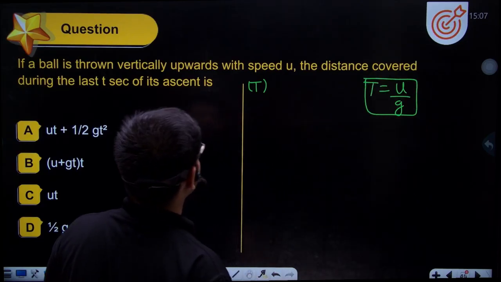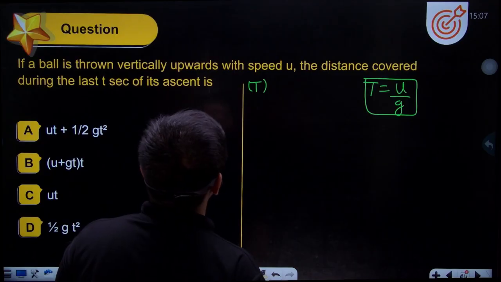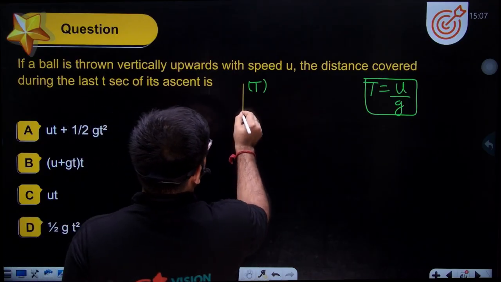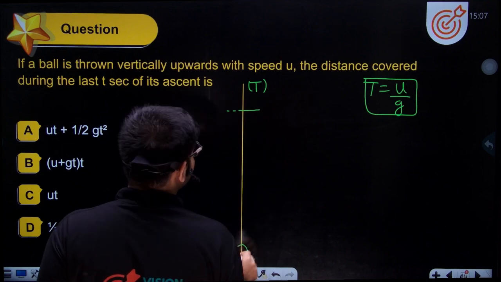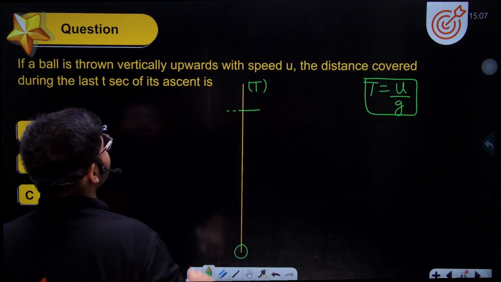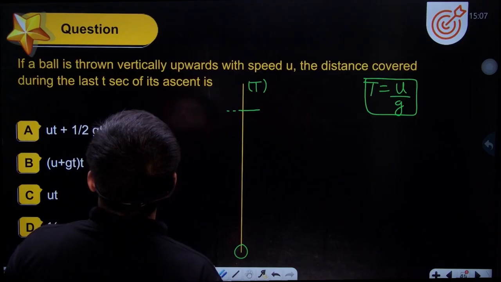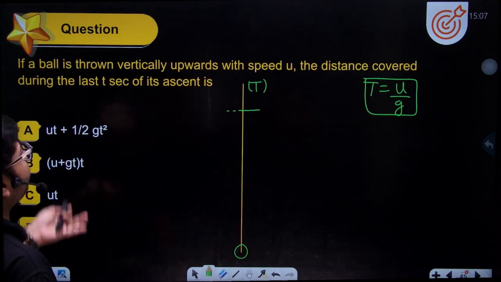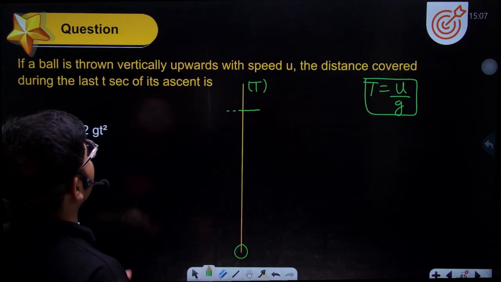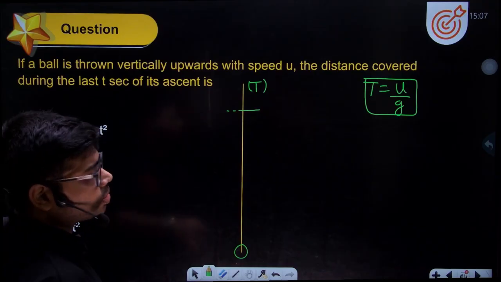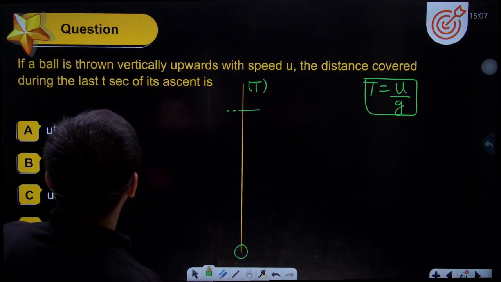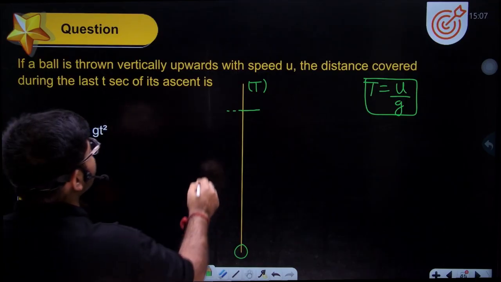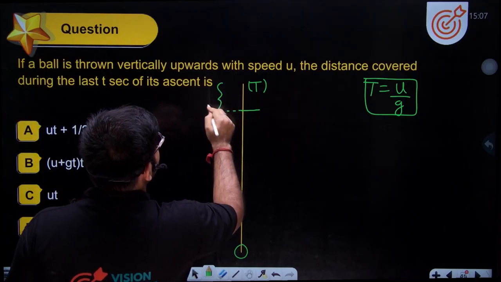So they are saying that suppose this is the total time, the ball is here, the total time of ascent is capital T. Now if a ball is thrown vertically upwards with a speed u, the distance covered during the last t seconds. So itna ho gaya mera t second, small t.